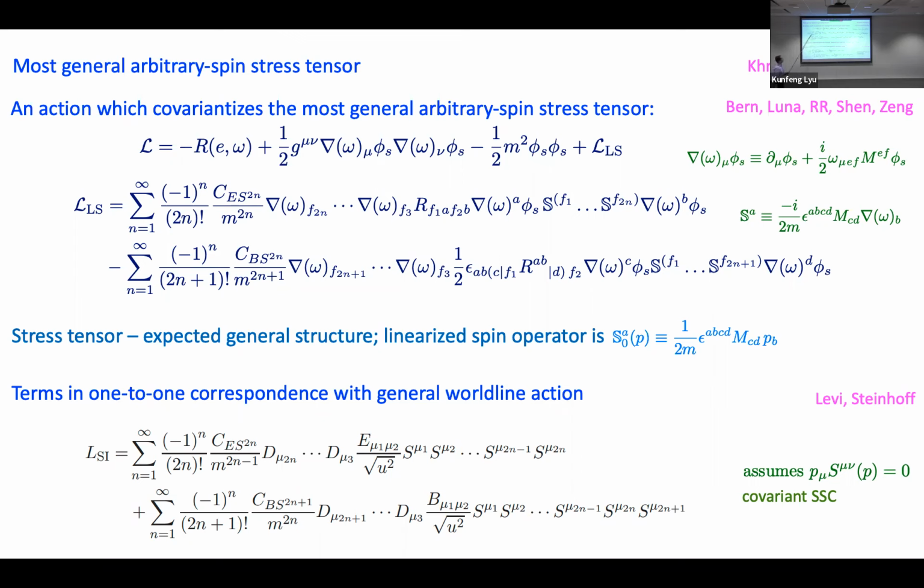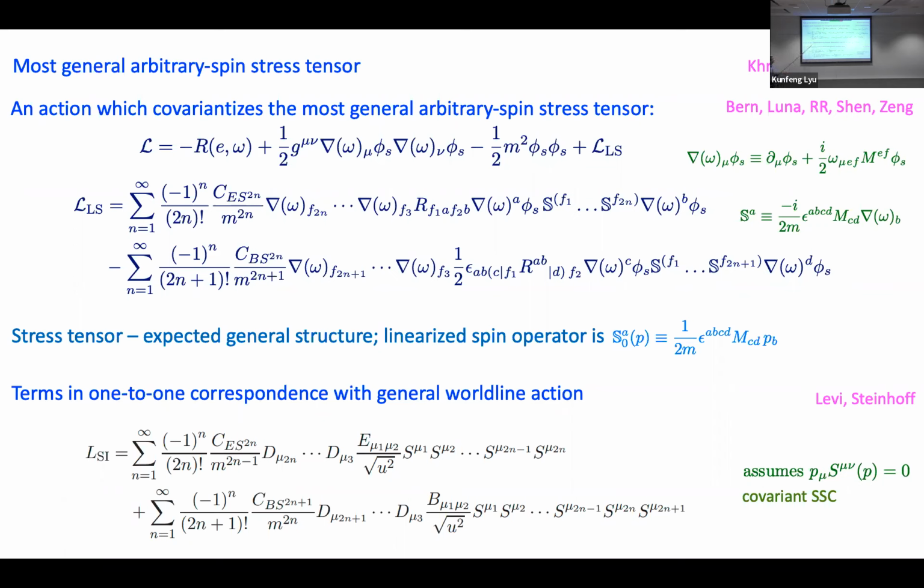So the letters here: R is the Ricci scalar, e is the vielbein, omega is the spin connection, this is a covariant derivative, g is the metric, phi is our higher spin field, and curly L is this object which depends non-trivially on S, which is a covariant version of the, why do I keep forgetting this name? Pauli-Lubanski vector. The Pauli-Lubanski vector usually is epsilon times the Lorentz generator times the momentum. This is a covariant version. So this action is completely covariant.